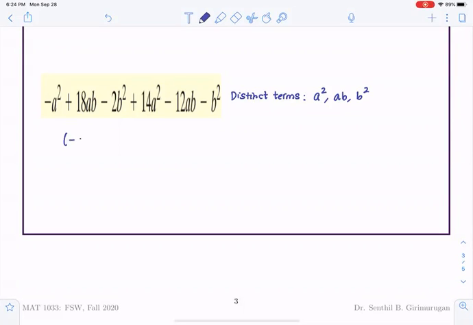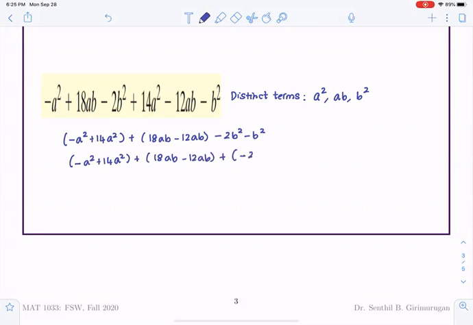So I have minus a squared plus 14a squared, 18ab minus 12ab, minus 2b squared minus b squared. I'm writing it that way because I have two negatives, or else I would have simply put it within parentheses. So it is the same as saying plus negative 2b squared, negative b squared.